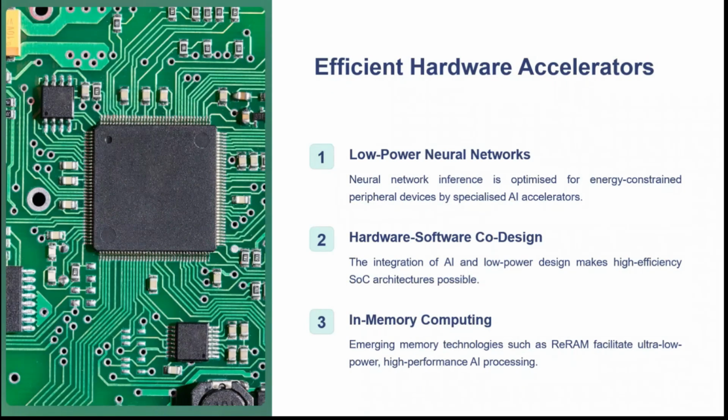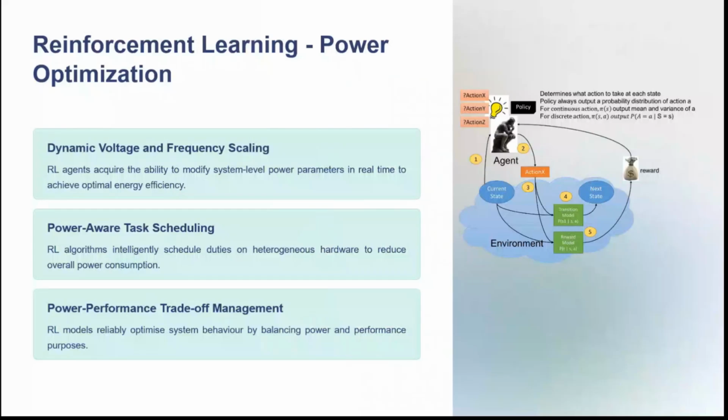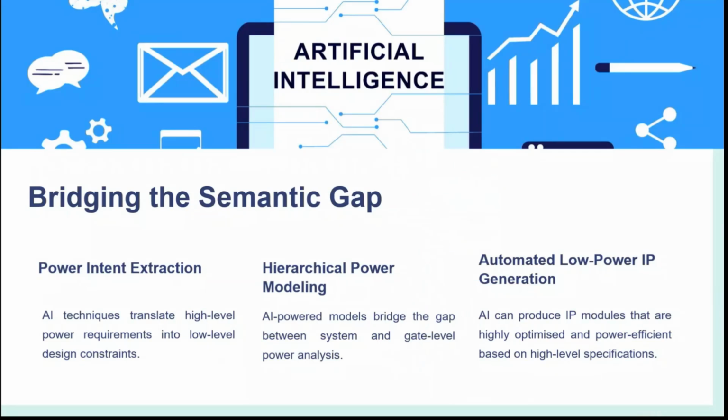The next one is reinforcement learning. It is used for power optimization. This is one type of machine learning. Here, in order to optimize energy efficiency, reinforcement learning agents have the ability to adjust the system level power factors in real time. The RL algorithms smartly schedule duties on heterogeneous hardware, thereby reducing the overall power consumption in the electronic devices. RL modules continuously adapt to system behavior by balancing power and performance.